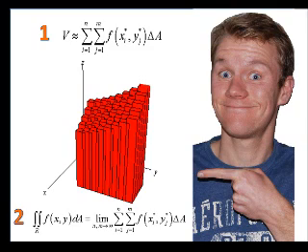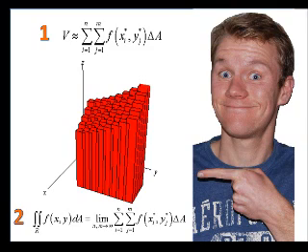Each of the rectangles has a base area of delta A and a height of f at x asterisk and y asterisk. So the volume of each of these boxes is its base area times its height. With all this mess, I mean math, taken into account, the volume under the surface S is then approximately the expression given by equation number 1.